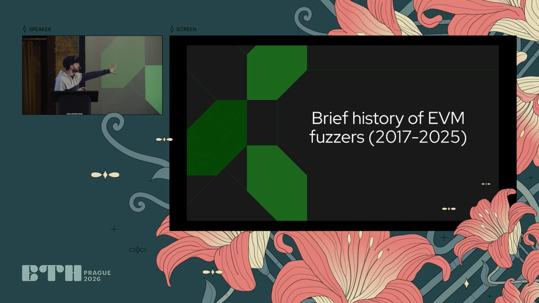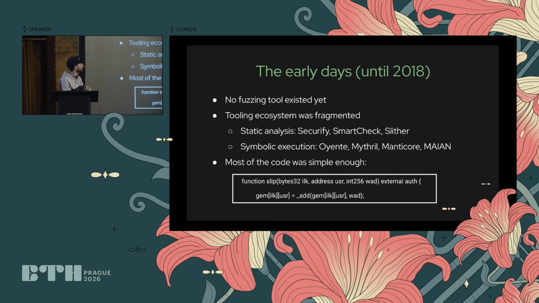All right, so brief history of EVM fuzzers. More or less, this is the range that we will be covering. And then we will do some little discussions and some of the conclusions that we can get from this. Okay, so the early days, until 2018, we didn't have any fuzzing tool, all the cool stuff that we have today.